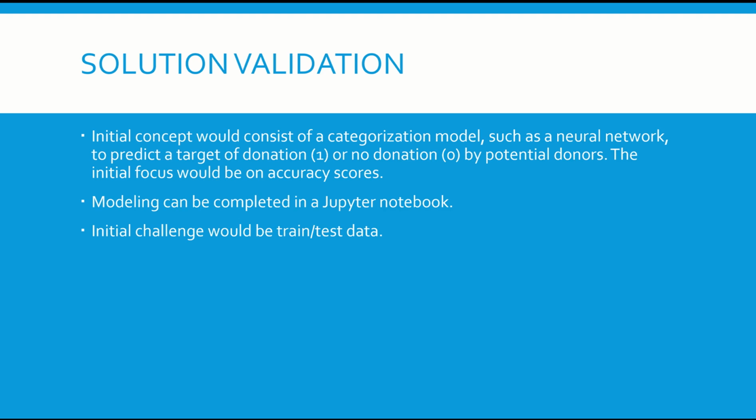So for our validation, our initial concept, we would be looking at a categorization model built through neural networks to predict a target. So a supervised model with a target of donation being one or no donation being zero by potential donors. And the initial focus for validation would be on the accuracy of our model. This modeling would be completed in a Jupyter notebook, and the initial challenge I foresee would be the training and test data, to get good quality data.